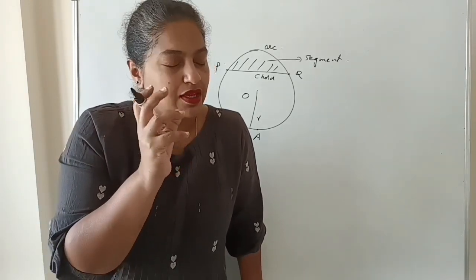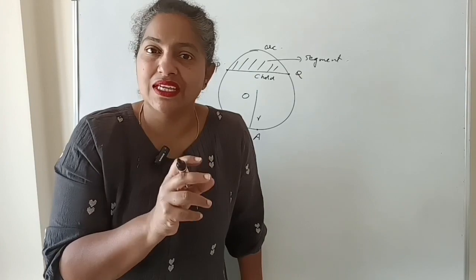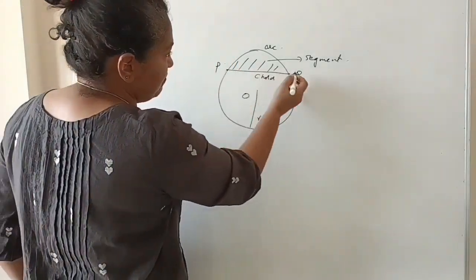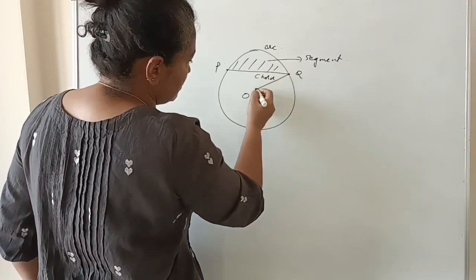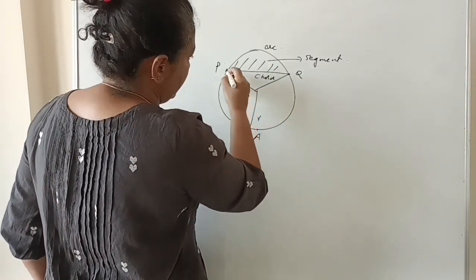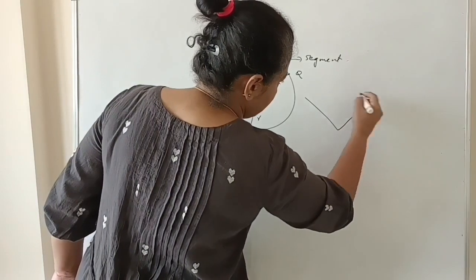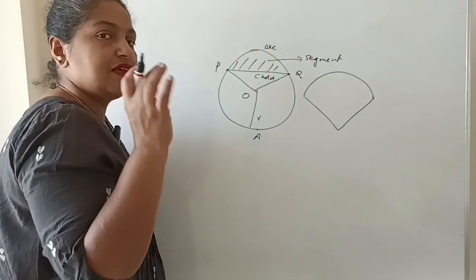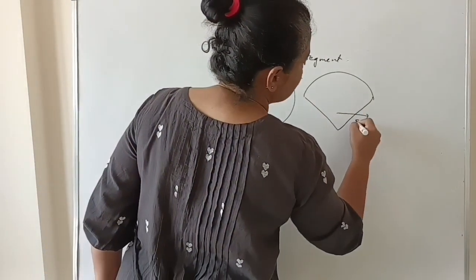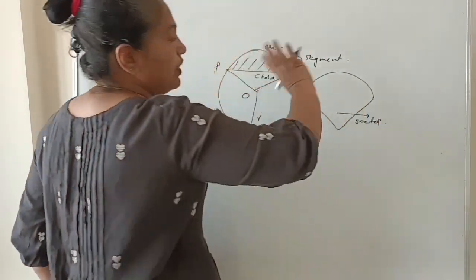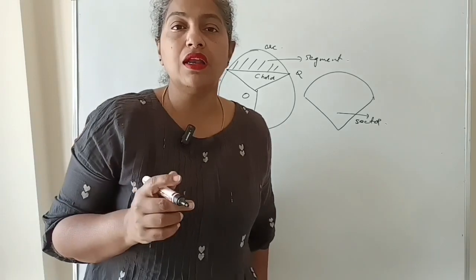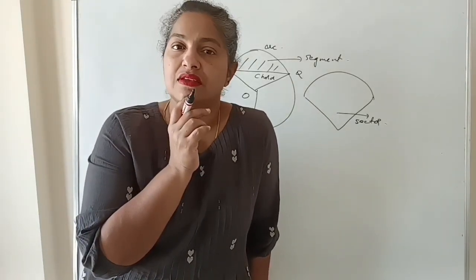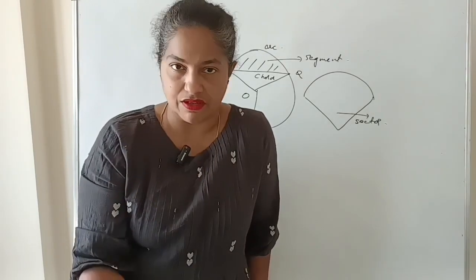Now, another term that you need to study is the sector of a circle. These 2 points P and Q, suppose you are joining to the center. Now, this will be the shape. It is like a pizza slice. This is called the sector of the circle. Again, depending upon the arc involved, it is called a minor sector, or if it is a major arc that is involved, we call it a major sector.